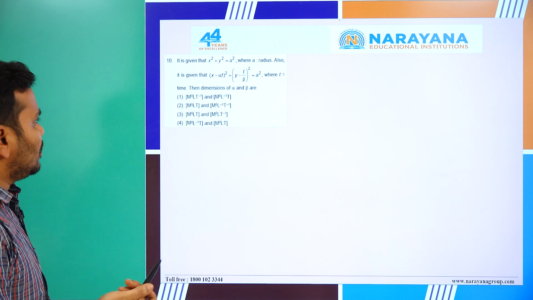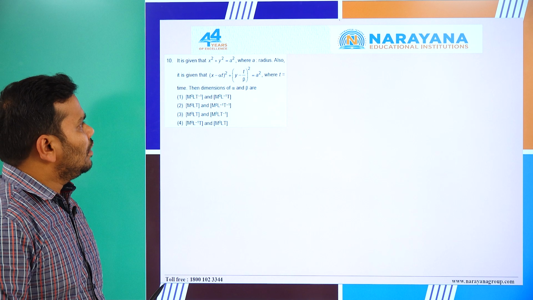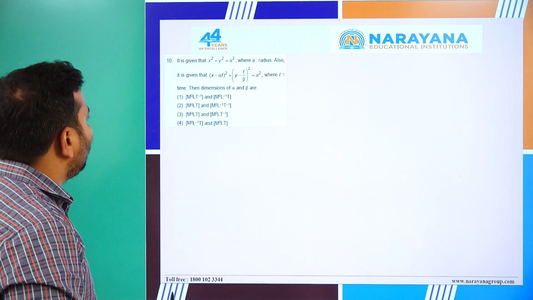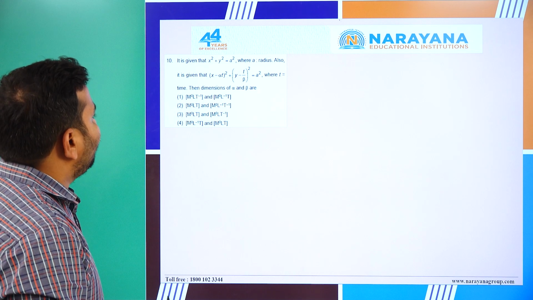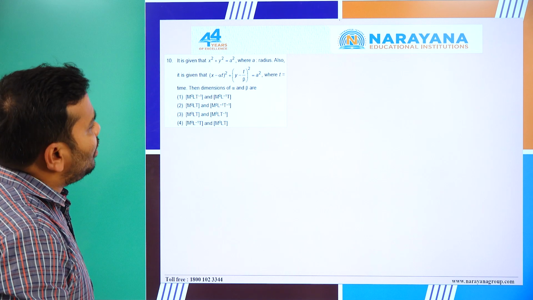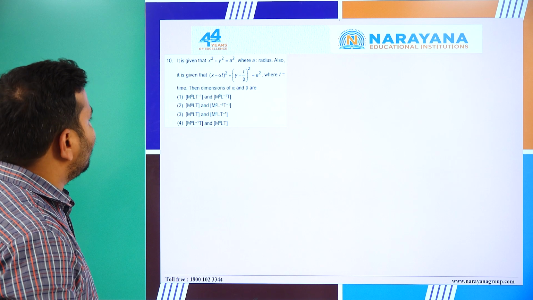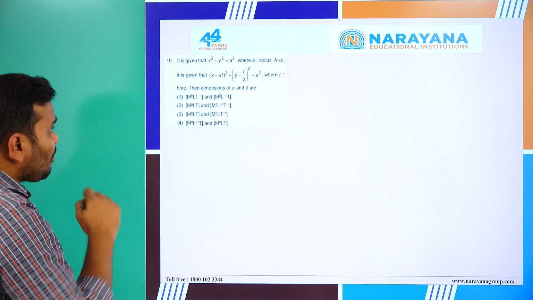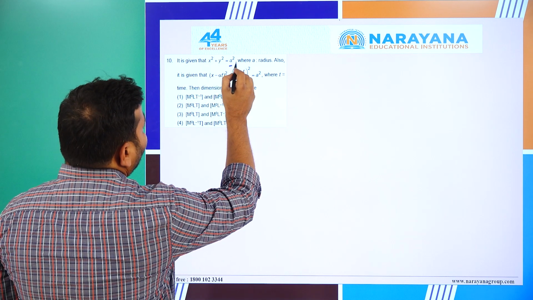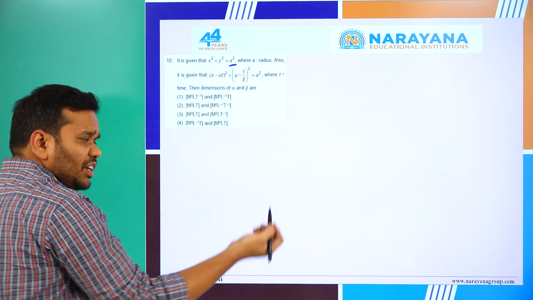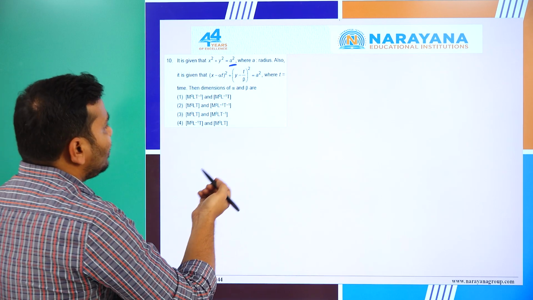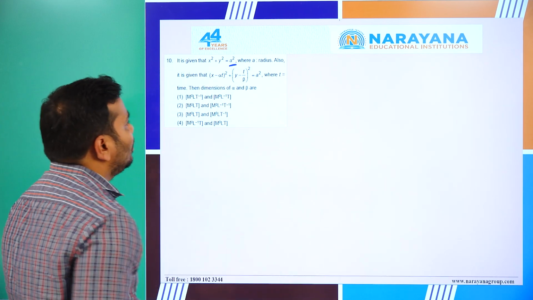So it is given that x square plus y square is equal to a square, where a is the radius, and it is given that (x minus alpha t) whole square plus (y minus t by beta) whole square is equal to a square, where t is the time. Obviously, a is the radius, so its units are meter or centimeter, and its dimension you will get as length.